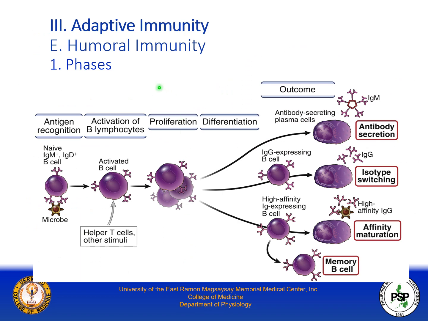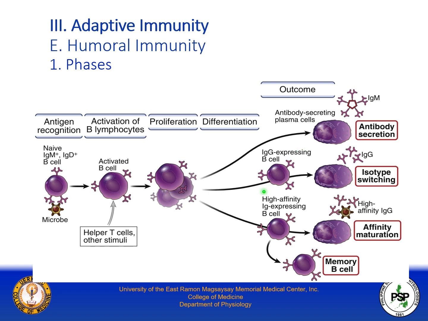In this slide, you will see the phases of humoral immune response. Naive B cells recognize antigens. So, naive B cells have IgM and IgD on their surfaces. And under the influence of helper T cell, so this is your T-dependent B cell activation, the B cells are activated to proliferate, giving rise to clonal expansion, and they are also activated to differentiate into antibody secreting plasma cells.